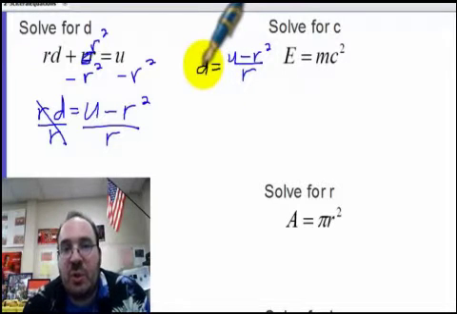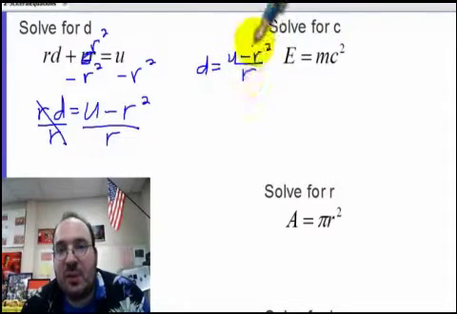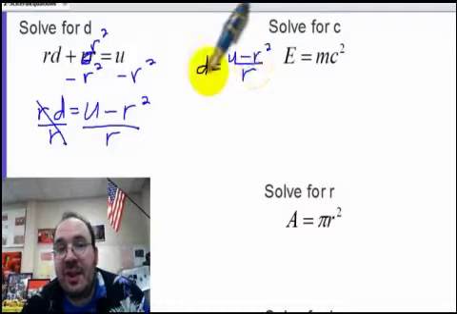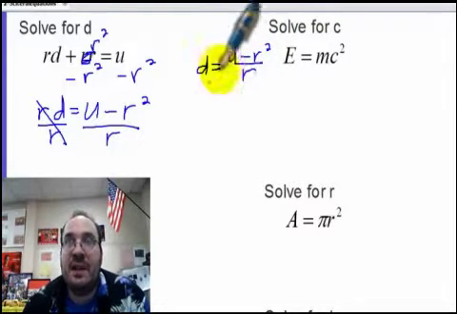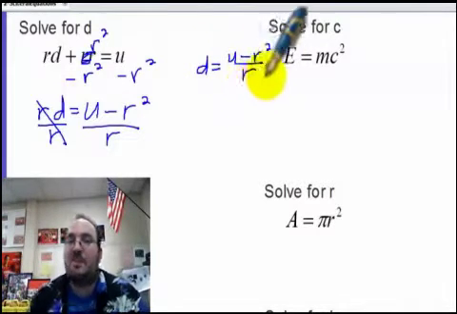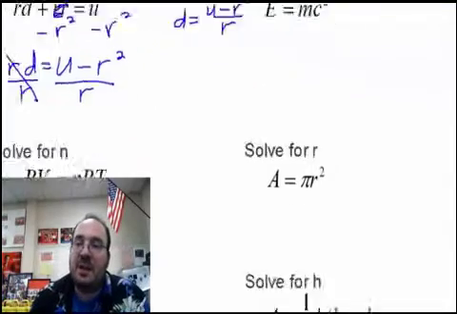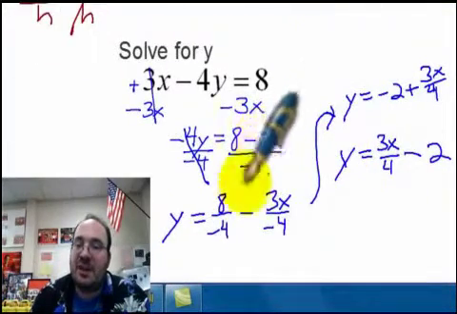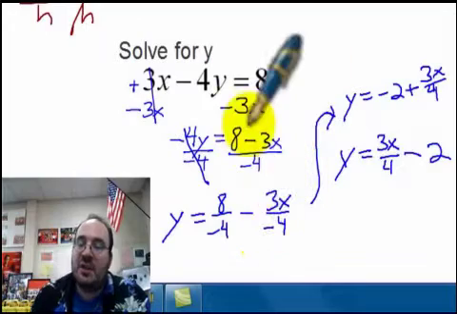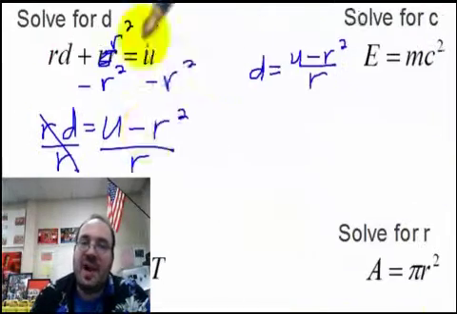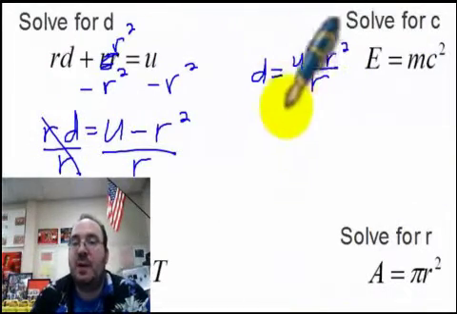And if you want to, you could split this up into two fractions and reduce. You can also leave it just like this. If it's not a linear equation, I usually don't worry about splitting it up like I did on the last problem. Like here, I actually split this up into two fractions because it was a linear equation, but this is not, so we can leave it in this form if we want.